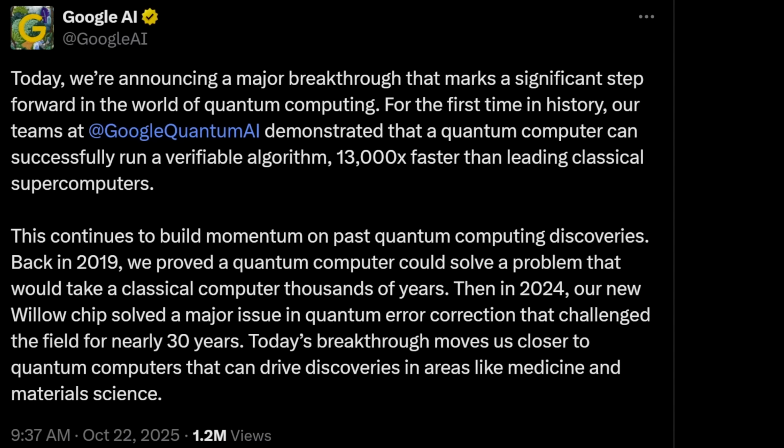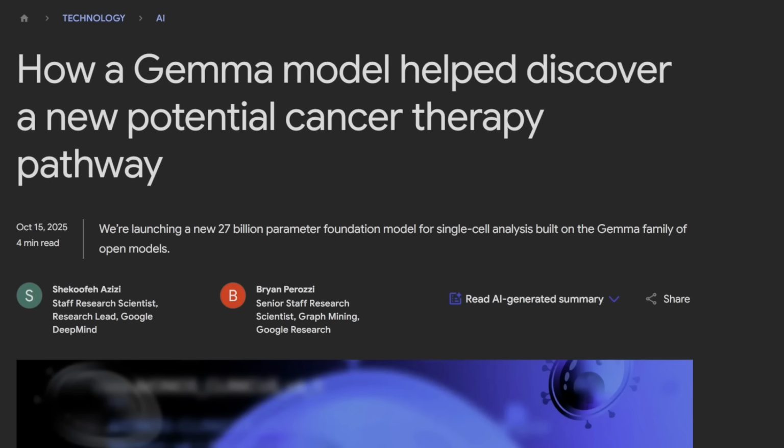First and foremost, Google AI announced that they've made a major breakthrough in the world of quantum computing. For the first time in history, their team had demonstrated that a quantum computer can successfully run a verifiable algorithm 13,000 times faster than leading classical supercomputers. So just as we have better and better AI models coming online, at the very same time, we also have these breakthroughs in computing. Wild times ahead. This news is also right on the tail of yet another piece of exciting news and breakthroughs out of Google.